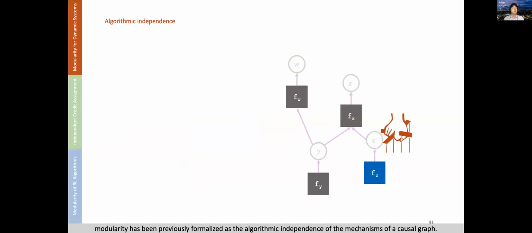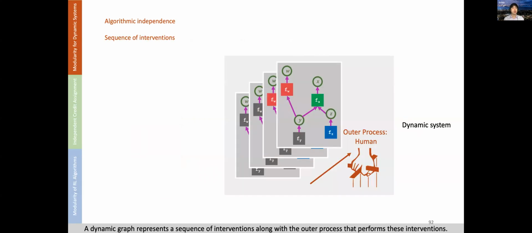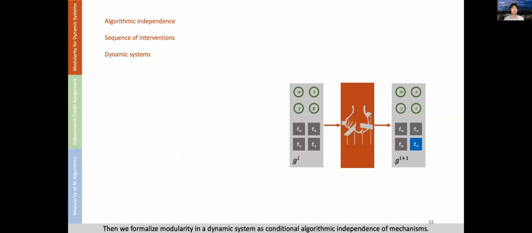To recap, modularity has been previously formalized as the algorithmic independence of the mechanisms of a causal graph. A dynamic graph represents a sequence of interventions along with the outer process that performs these interventions. Then we formalize modularity in a dynamic system as conditional algorithmic independence of mechanisms.